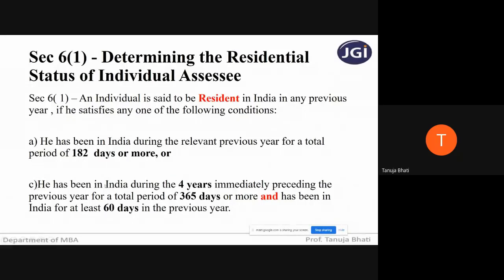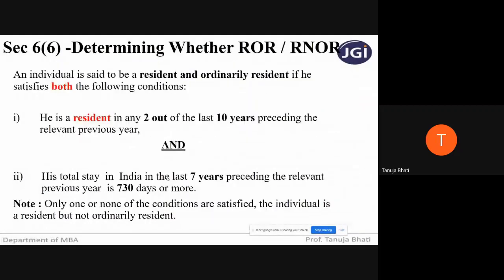Section 6(1)(c) says that he is said to be a resident if his stay in India during the 4 years immediately preceding the previous year is a total period of 365 days or more, and he has been in India for at least 60 days in the previous year. Both of these should be fulfilled for clause C to be satisfied. We have quickly seen this because it is going to help us solve the problems.